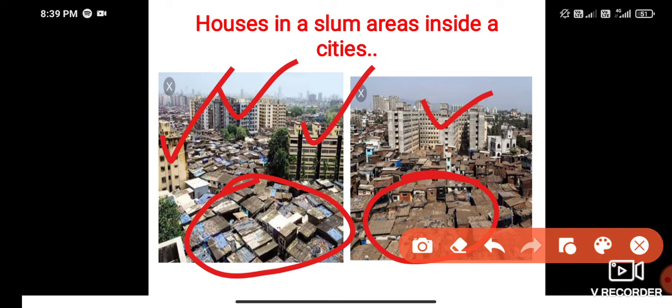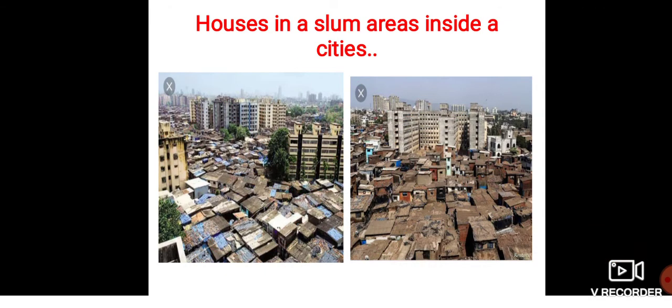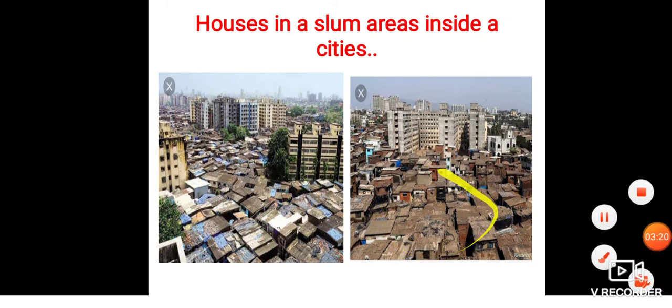Remember, even in the cities you'll find lots of slum areas. A slum area is an area where very poor people live in those houses because they cannot afford to live in a multi-storied building. Because of that reason you see lots of slum areas, especially when you go to cities like Mumbai, Delhi, Calcutta. You'll see slum areas where very poor people settle.